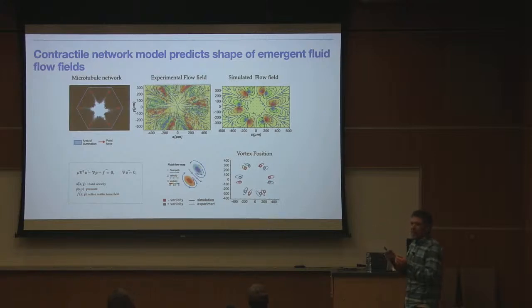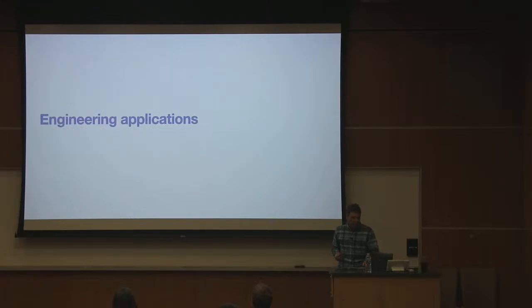And so now, I don't know that we totally understand why they're occurring at different locations, but at least we can compute how the forces in the system generate vortices, and so we can predict how these vortices will move around as we change the geometry of the microtubule structure. Okay, so that's understanding. The last thing I want to show you is engineering applications.